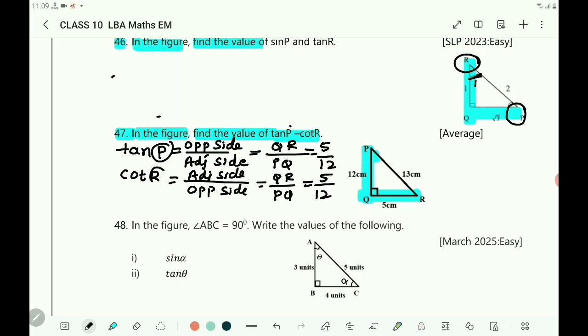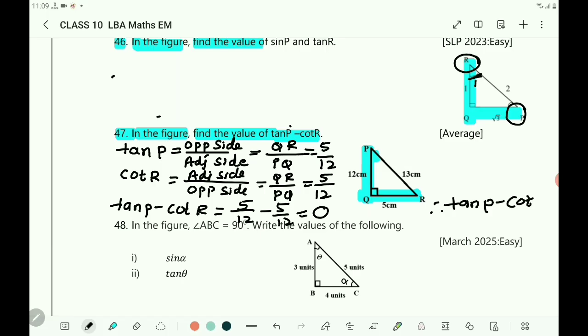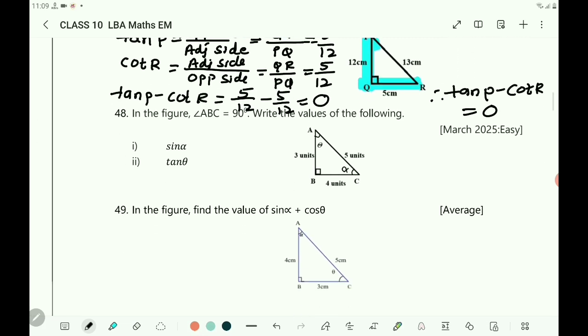Here the angles are changed. Tan is for P and cot is for R. Therefore, opposite side and adjacent side exchange. Now, what is asked here? Tan P minus cot R. Tan P is 5 by 12. Cot R is also 5 by 12. Then it becomes 5 by 12 minus 5 by 12, which is equal to 0. Therefore, tan P minus cot R is equal to 0. Then you take the next question.